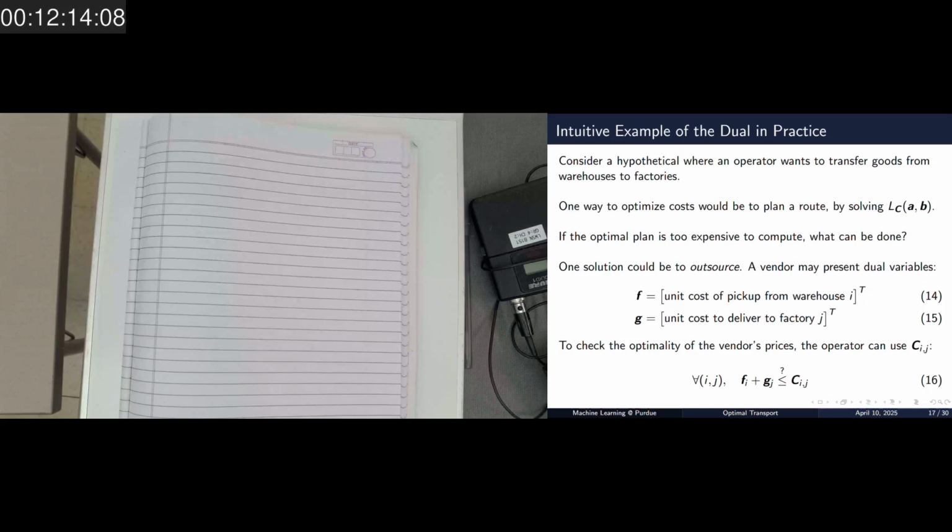solve the optimal transport problem themselves for their own cost matrix and execute whatever transport plan they get at the end of it, they will be unable to match the efficiency of whatever that vendor is. So that is an intuitive example of the dual and why it is relevant to consider.